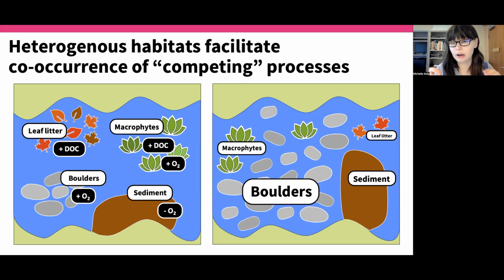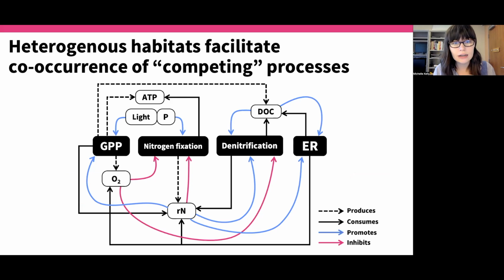Now we can also think about how within a single substrate, the processes may be interacting with one another. So here we have the microbial process of carbon transformation, so GPP or gross primary production, and ER or ecosystem respiration, and then nitrogen transformation. So we have nitrogen fixation and denitrification. Now in streams, generally we think of our nitrogen fixers as photosynthetic cyanobacteria. And those photosynthetic cyanobacteria, they're performing primary production to generate ATP, which then is used to fuel their nitrogen fixation.